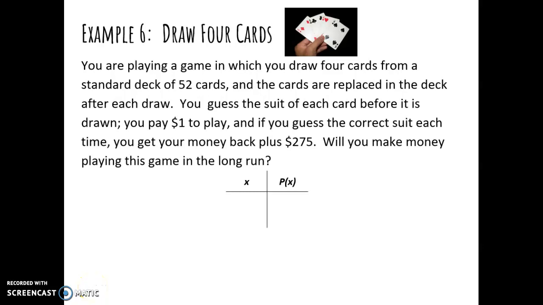Part 4 of discrete random variables, the probability distribution. We're picking up with example 6, draw 4 cards.